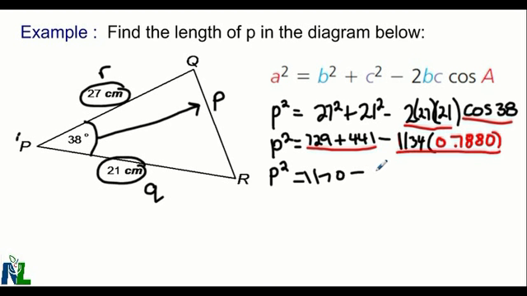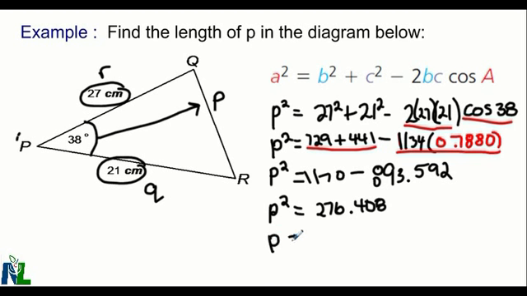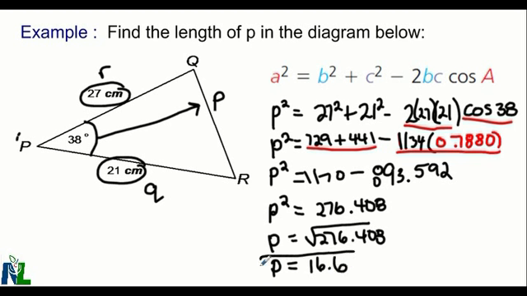When I multiply those two numbers, I get 893.592. So subtracting those two numbers, I get P squared is equal to 276.408, and P then is equal to the square root of 276.408. When you find the square root of that number, you should get P is equal to 16.6. So the missing value P is 16.6 centimeters.